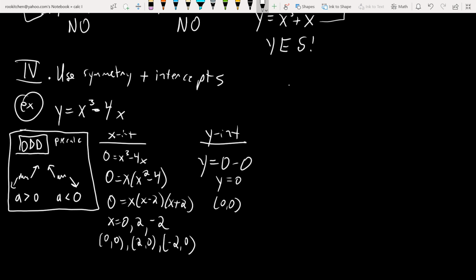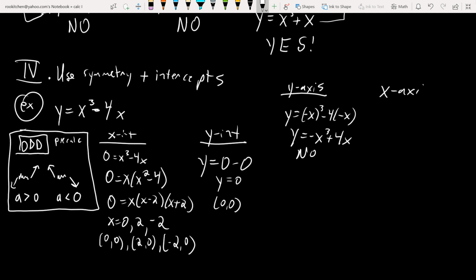For y-axis symmetry, we're going to let x be -x, right? So we'll have y equals -x cubed minus 4 times -x. So y is -x cubed plus 4x. And that is not the same as the original.